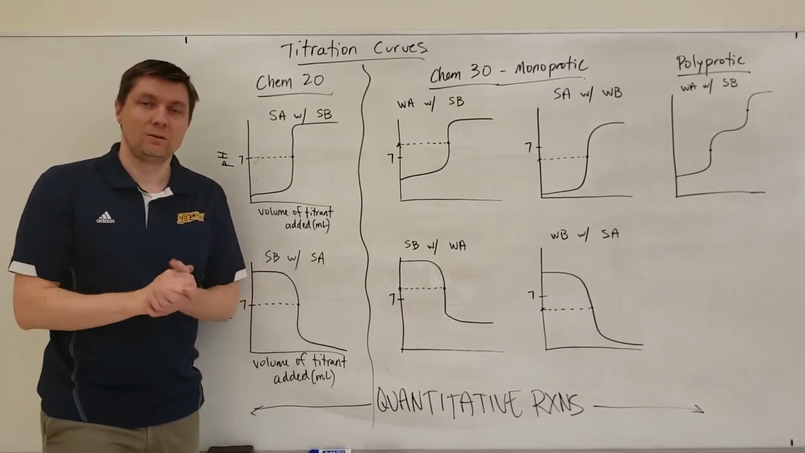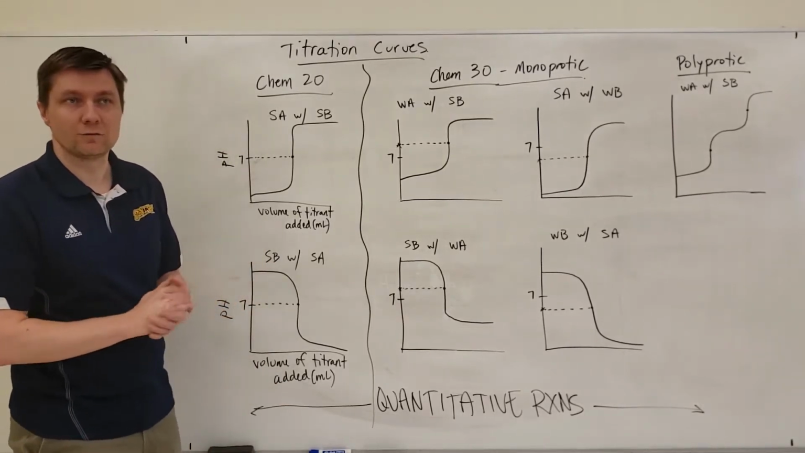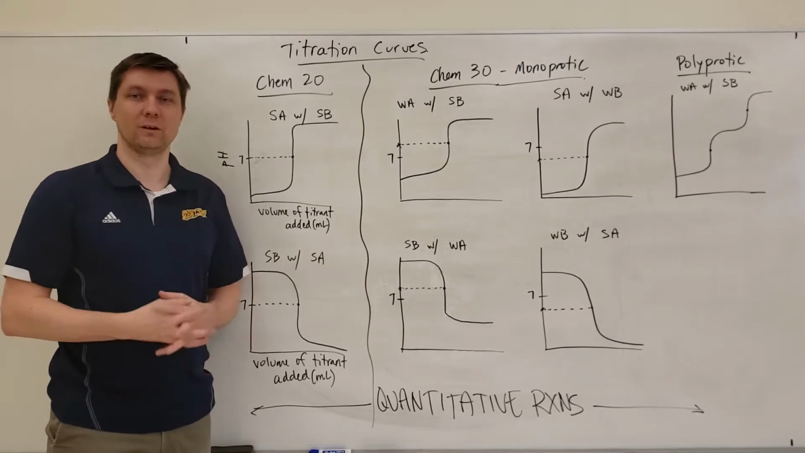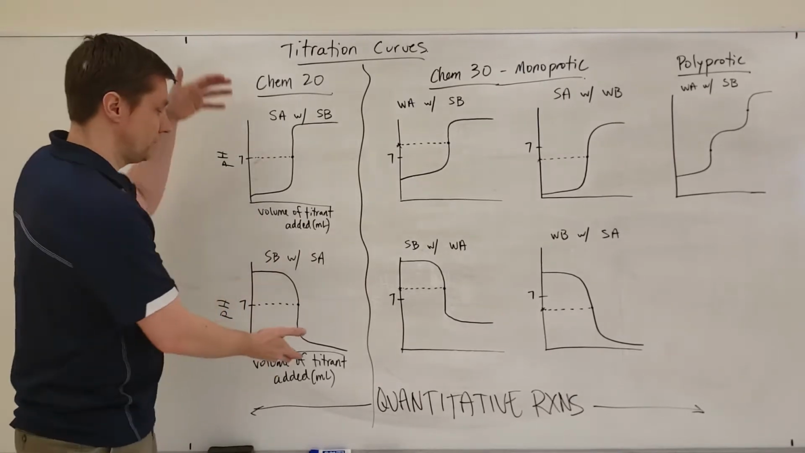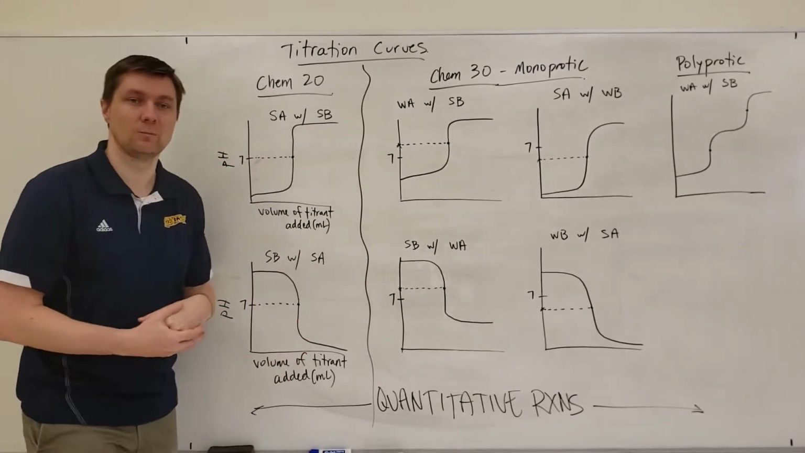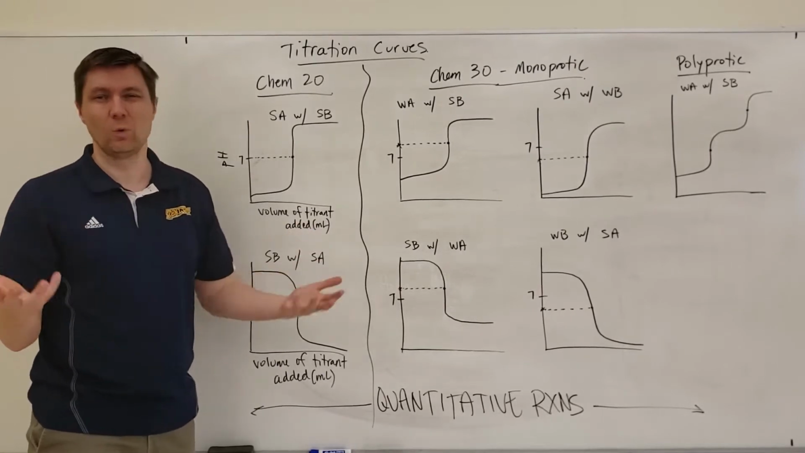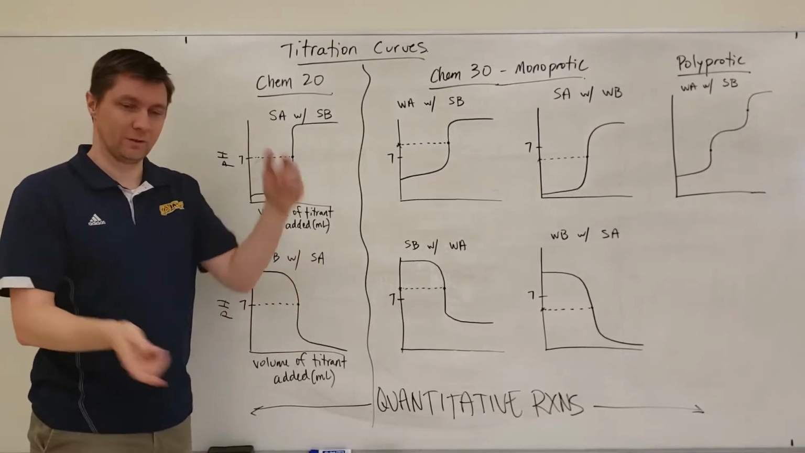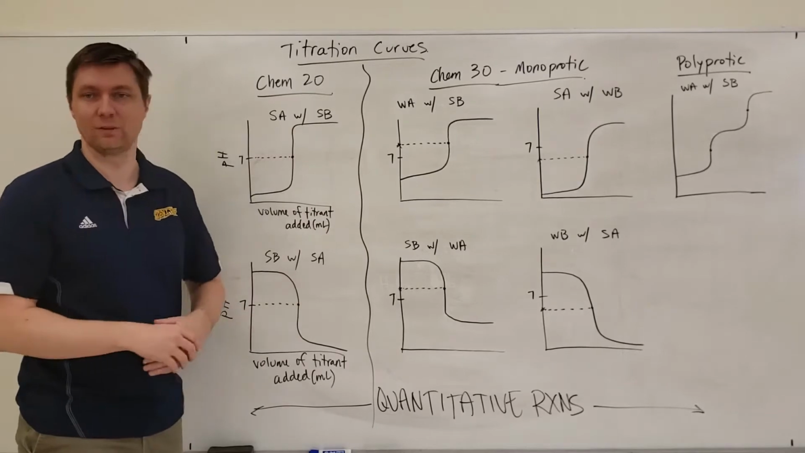So we're going to expound a little bit on your knowledge of titration curves from Chem 20 and add a little bit more to it here for Chem 30. So this is the extent of your knowledge in Chem 20. We had really one titration curve, but if we flip the titrant and the sample, then we got a flipped curve, right?